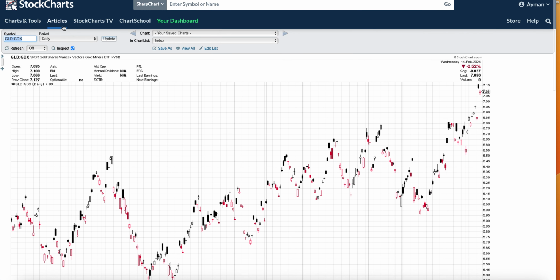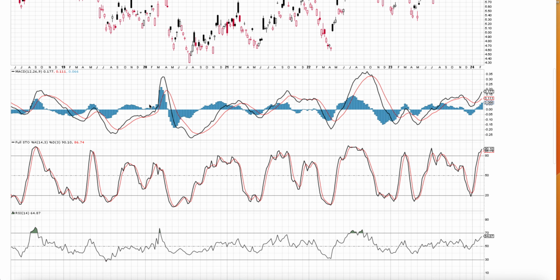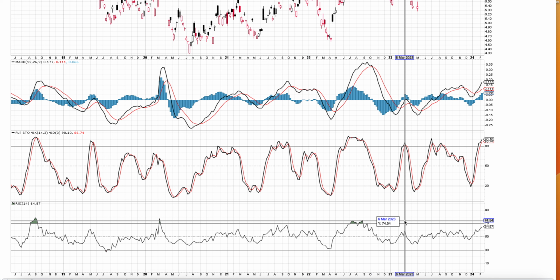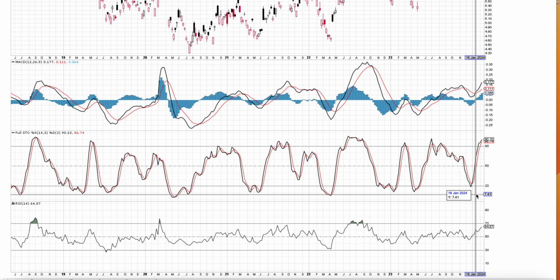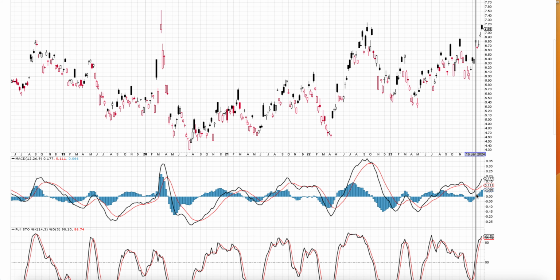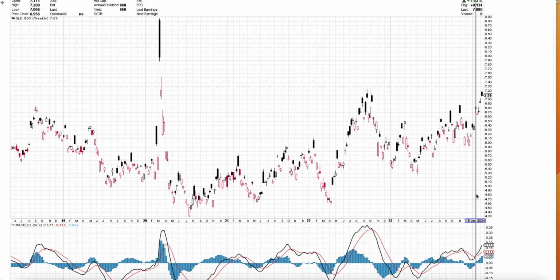Okay, let's look at the weekly time frame for GLD GDX. Also, you have bullish indicators, which is not good for gold, nor is it good for GDX. And also, you're breaking out and you're retesting old resistance and also old support. So that's the GLD GDX.